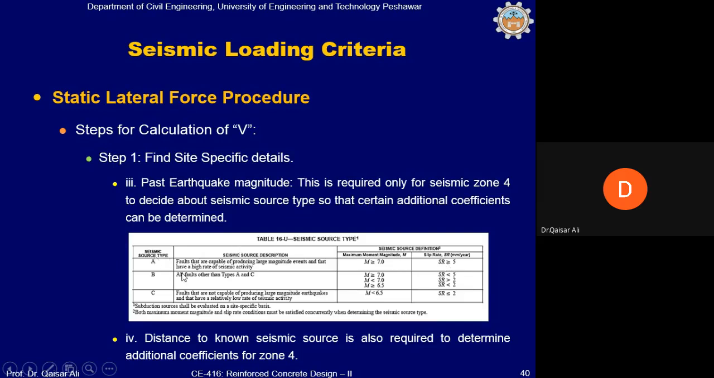Similarly, seismic source type B is less severe than this. Seismic source type C is the least severe, where faults are not capable of producing large magnitude earthquakes, magnitude less than 6.5, and the slip rate is less than 2 millimeters per year. So this will be categorized as seismic source type C. So the seismic source type is obtained from this information in table 16-U. Distance to known seismic source is also required to determine the additional coefficient for zone 4.